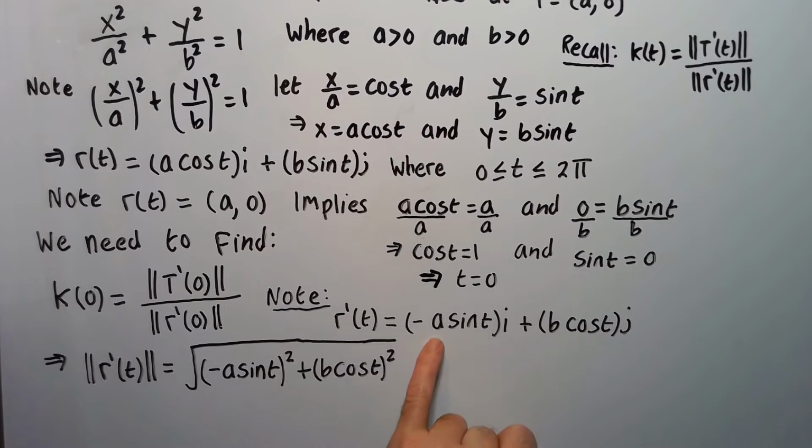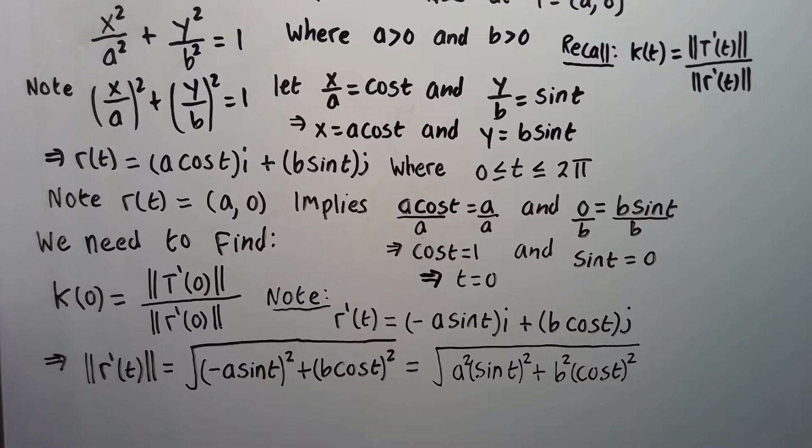Okay, now let's find the magnitude of this. The magnitude would be the square root of negative a sine t, squared, plus b cosine t, squared. Let's simplify this a bit. We get a squared sine squared plus b squared cosine squared. Now I want to get rid of the sine squared, so I can use the identity sine squared equals 1 minus cosine squared. I'm going to substitute 1 minus cosine squared in place of sine squared here. Let me write out what we get over here.